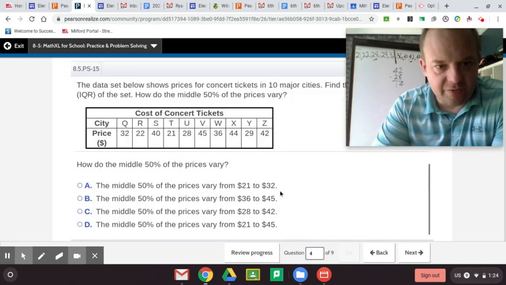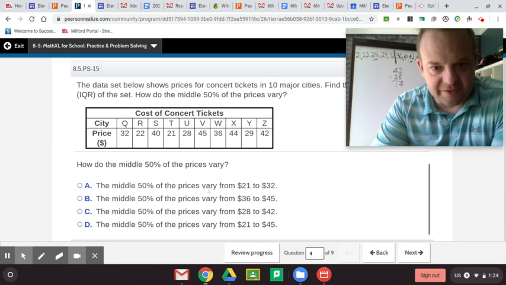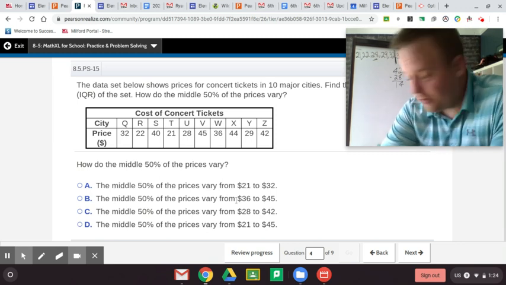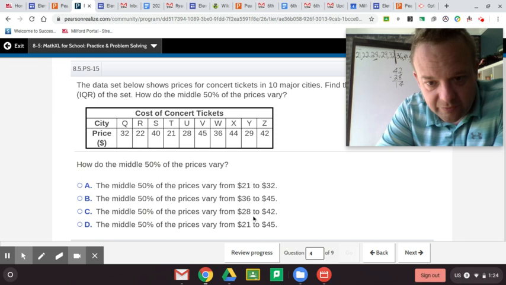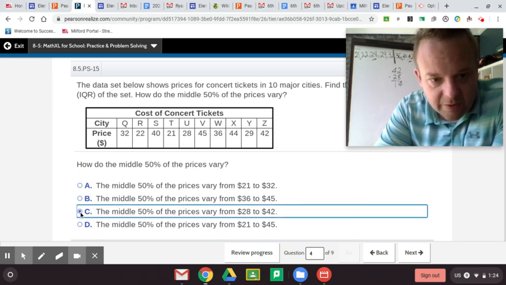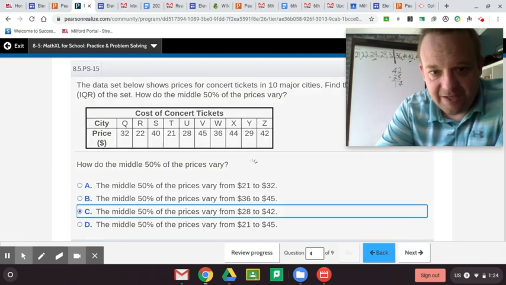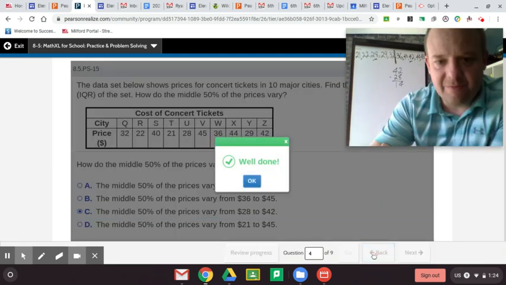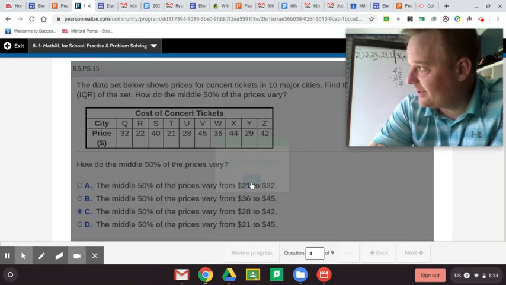Oh, okay. How do the middle 50% of the prices vary? Well, it goes from 28 to 42. The middle 50% of the prices vary from 28 to 42. That kind of gets rid of all the outliers. When you find the interquartile range, it gets rid of all of them.